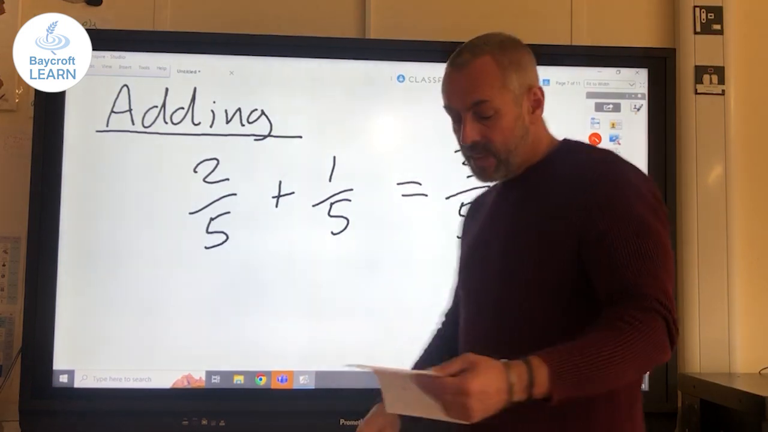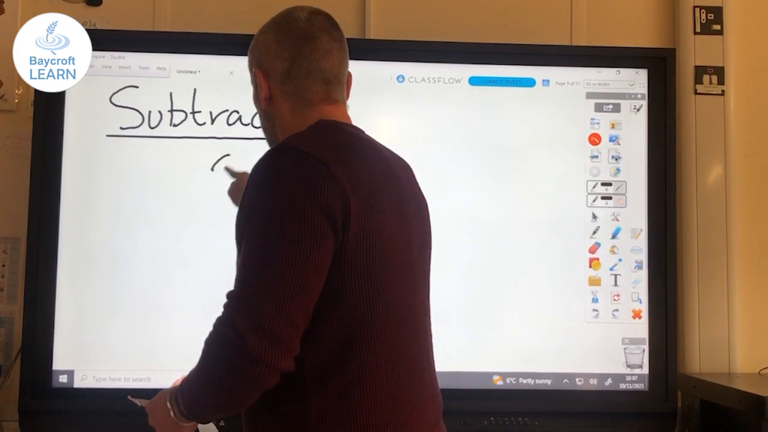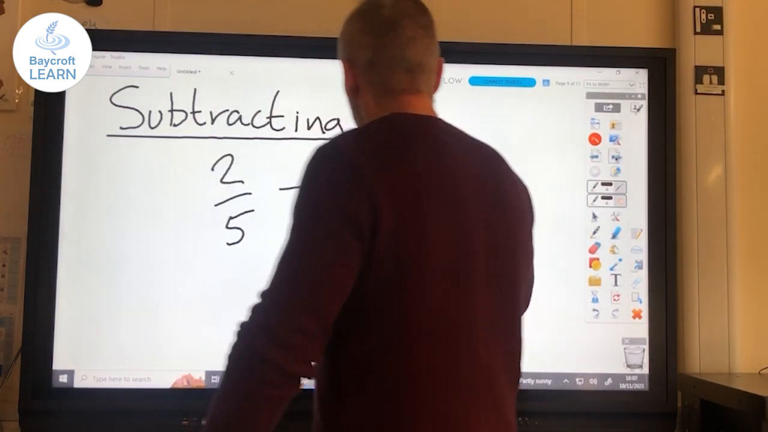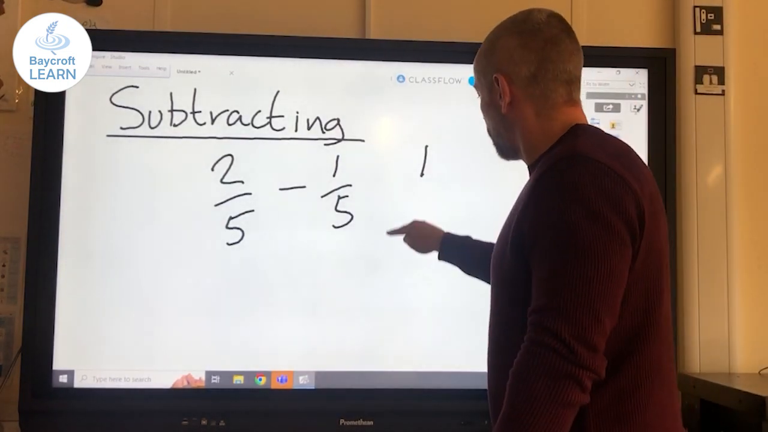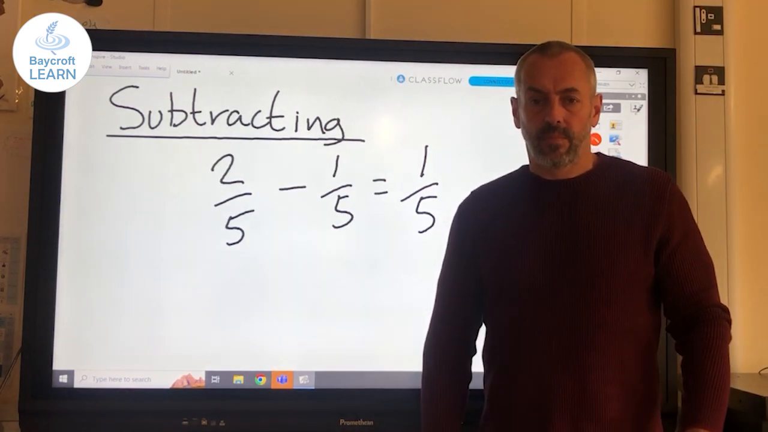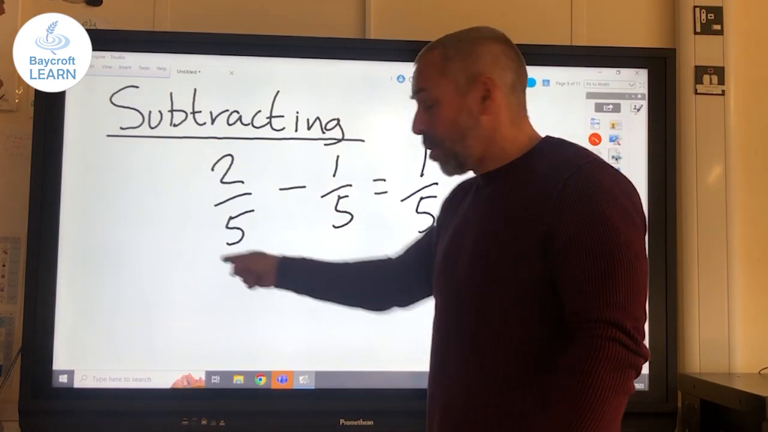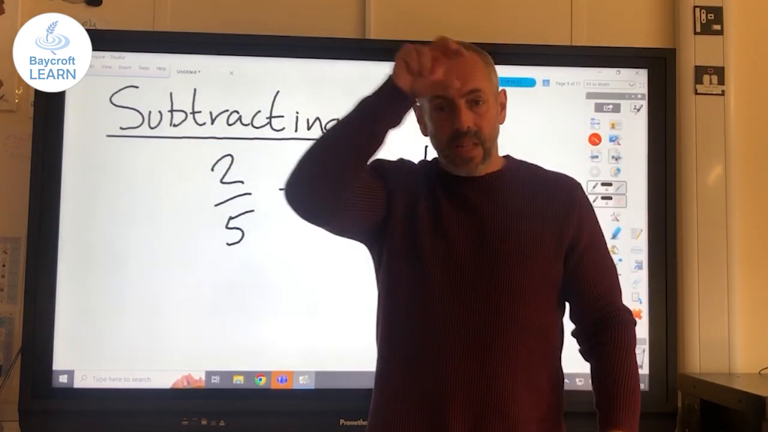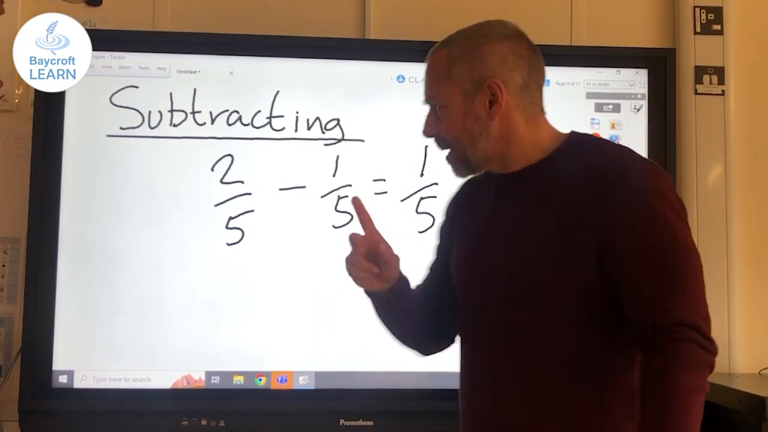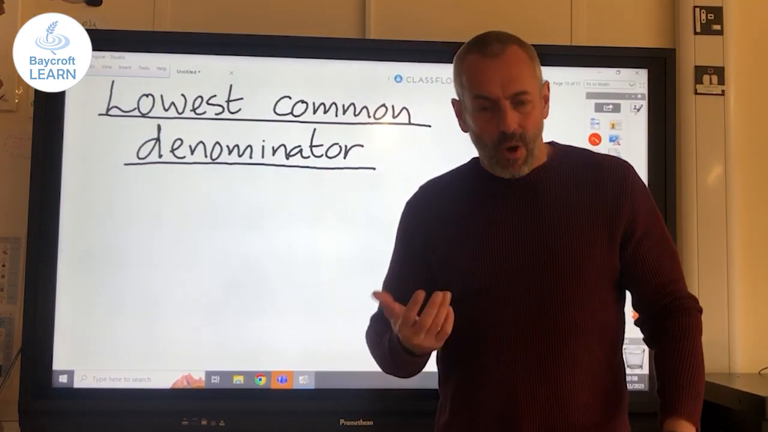Okay? Same for taking away. Let's use exactly the same example. 2/5, but this time we're going to take away a 1/5. Well, 2 take away 1 leaves us with 1, and it's going to be 1/5. Okay? So when we are adding and subtracting when the denominators are the same, we just add or subtract the numerator, keep the denominator the same. But it does get a little bit more complicated when the denominators are not the same.